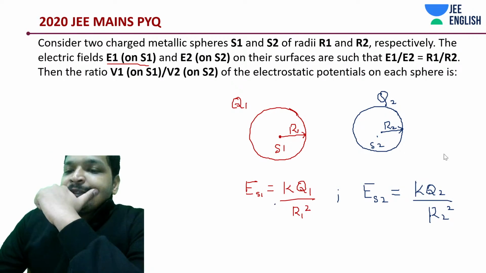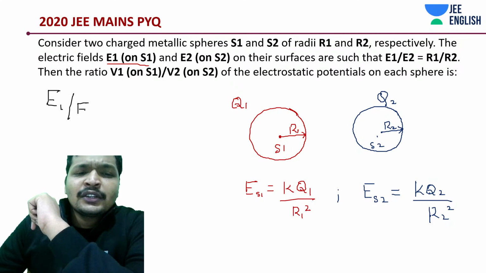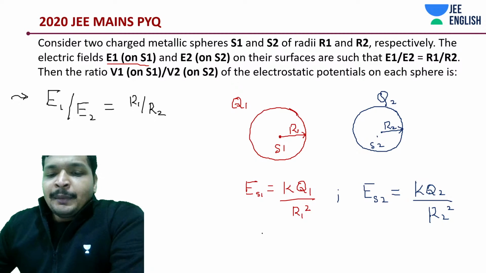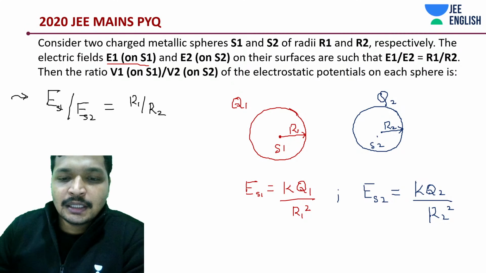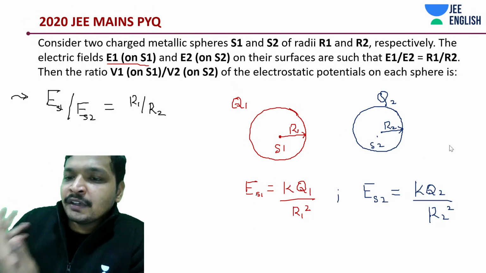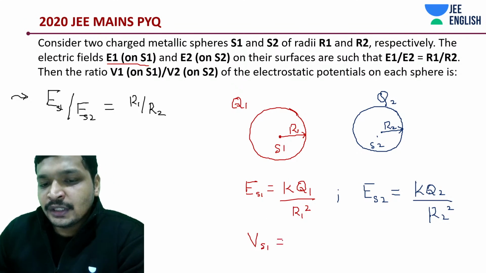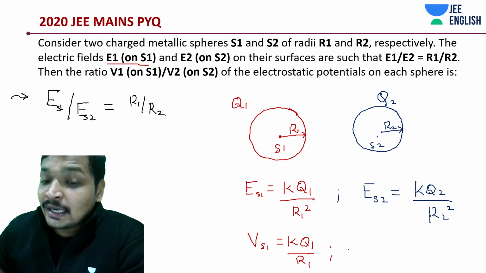So this is your field expression, and one more thing is given to you: E1 by R1 equals E2 by R2, or E1 by E2 is equal to R1 by R2. This is a given condition. Now, for a given charge Q, what is the potential on the surface? KQ by R. So in this case, it's K Q1 by R1. You're getting the same thing, right?